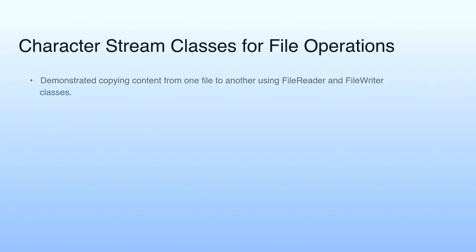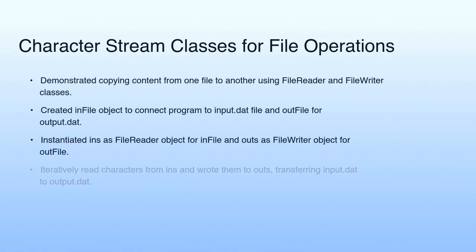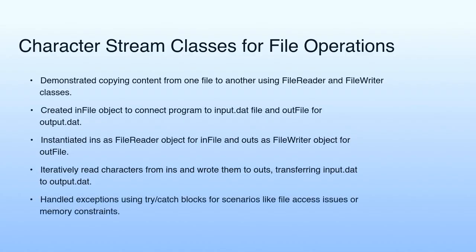We demonstrated copying content from one file to another using the FileReader and FileWriter classes from the character stream classes. We created an infile object to connect the program to the input.dat file and an outfile object for the output.dat file. We then instantiated ins as a FileReader object for infile and outs as a FileWriter object for outfile. We iteratively read characters from ins and wrote them to outs, effectively transferring the content from input.dat to output.dat. We also handled exceptions using try-catch blocks for scenarios like file access issues or memory constraints.